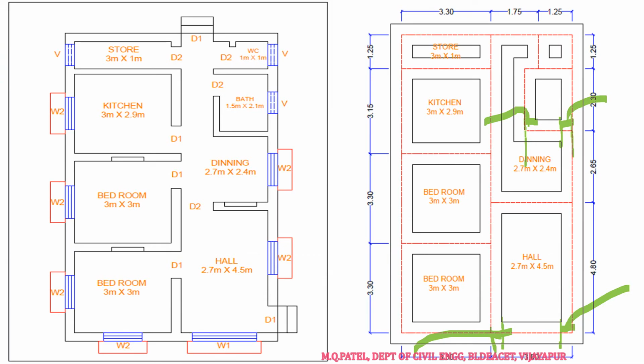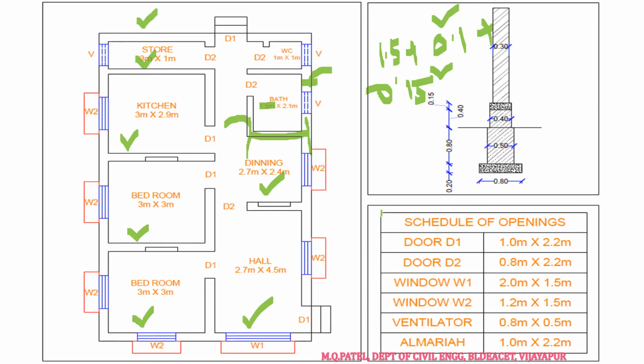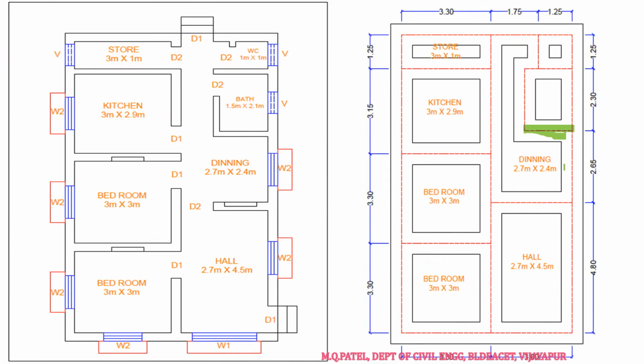Here one mistake I had made. This, if you take, how much is this? 1.75 minus 0.8, so you'll be getting the answer as 0.15. Short wall 3 I have taken as one number. So now this is over, right?